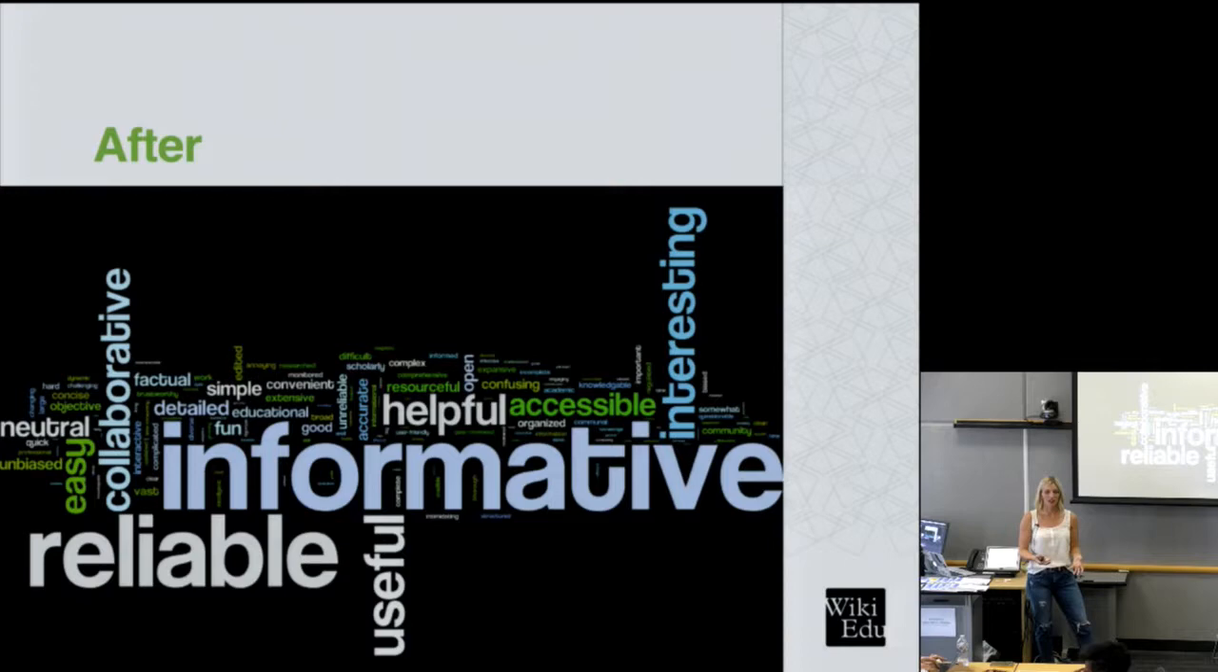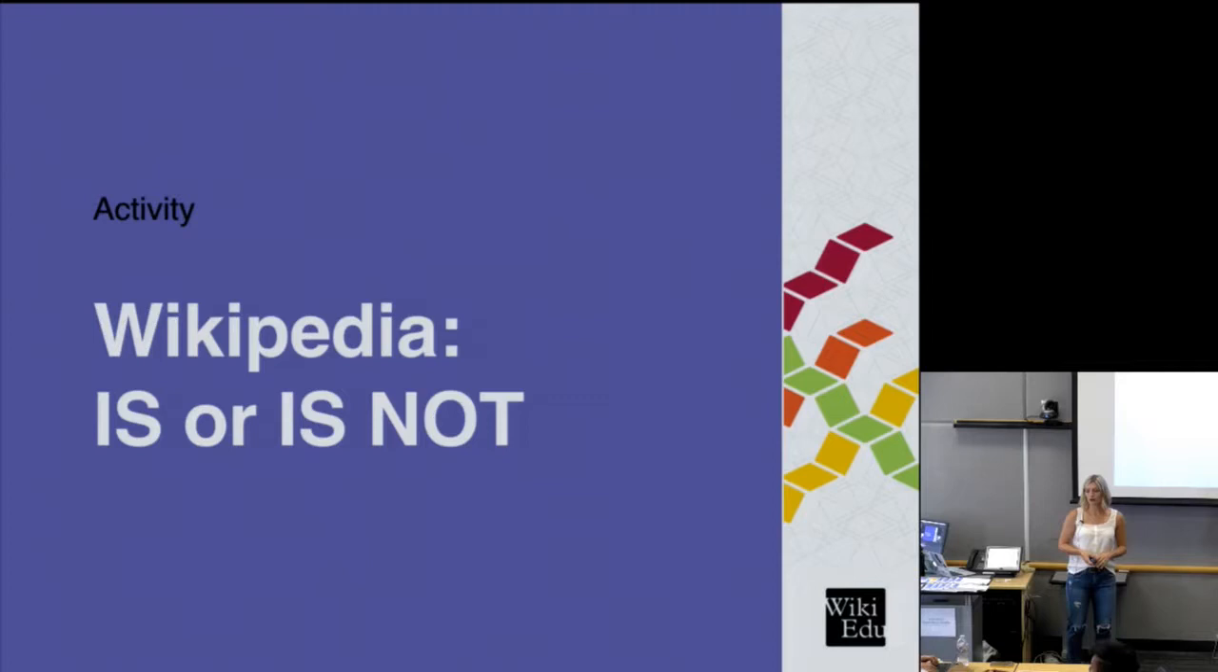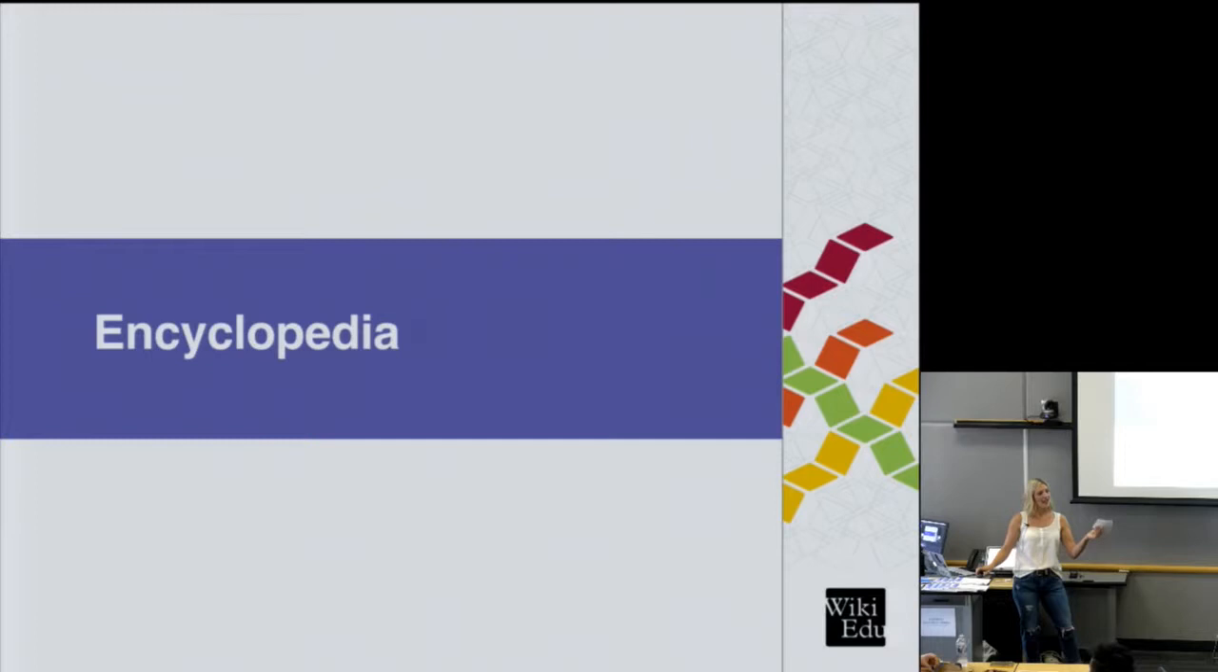So I want to do a really quick activity with you before we get into too much more of me just presenting at you. I'm just going to have your tables do this. I have a set of phrases, and you as a group are going to discuss what Wikipedia is or is not. The first one, for example, is an encyclopedia. At your table, in theory, if this was your word, which it's not because this is my example, you have a discussion about, is Wikipedia an encyclopedia, and what does that mean?